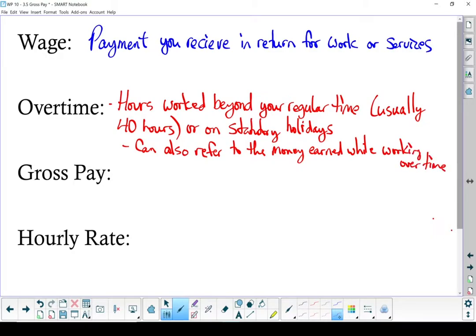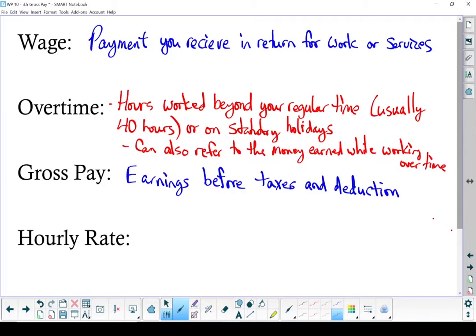Gross pay? Well, gross pay is the earnings you make before taxes and any deductions. The way I remember it is when you look at how much money you make before the government gets any of it, before taxes come off, before your deductions come off, it's kind of gross how much you would have had. In a later section, we'll get into calculating taxes and deductions and how much they really are. And lastly, your hourly rate is the amount of money you make per hour of work.